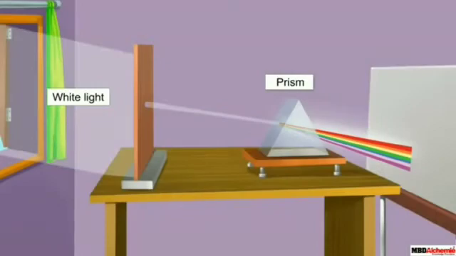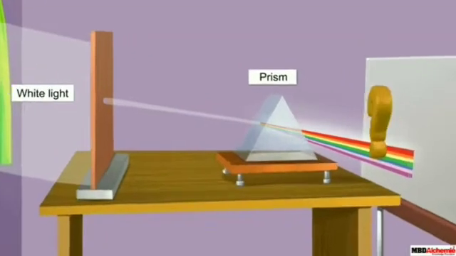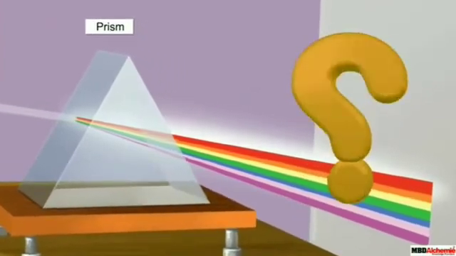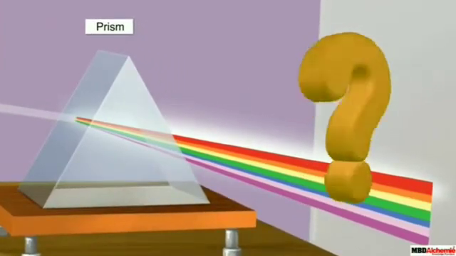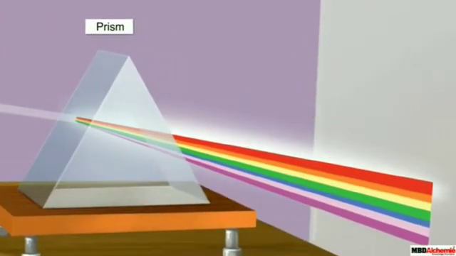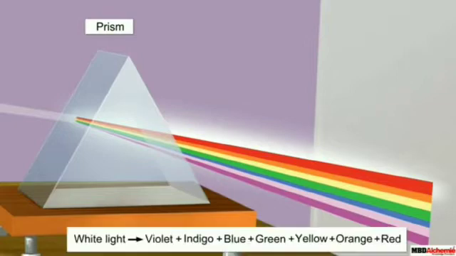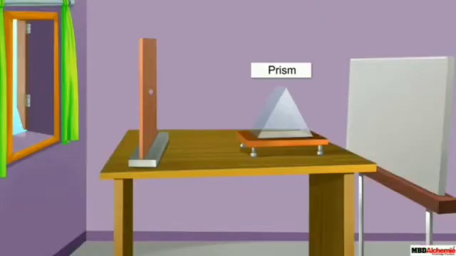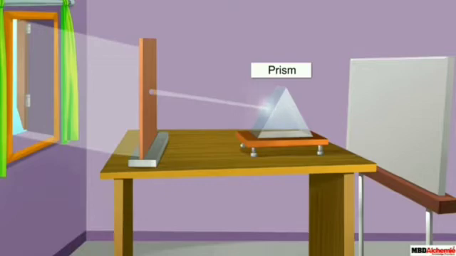The light coming from the sun was white. Then how is the band of colors formed? Actually, white light consists of 7 colors. That is violet, indigo, blue, green, yellow, orange and red, which we saw as the band of colors. Here, the prism splits the white light of the sunlight into its constituent colors.